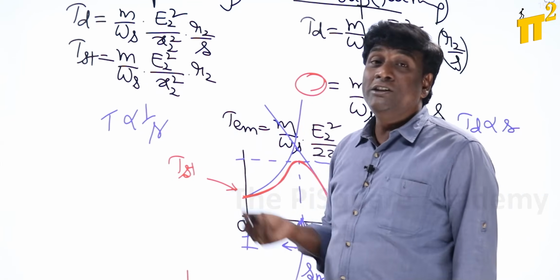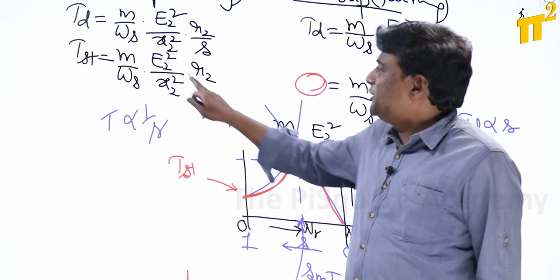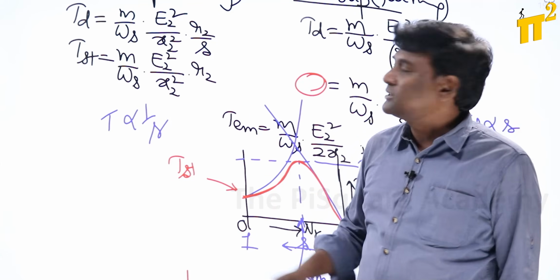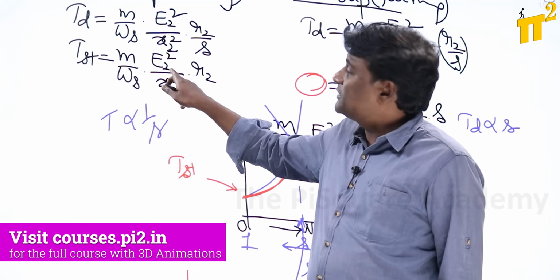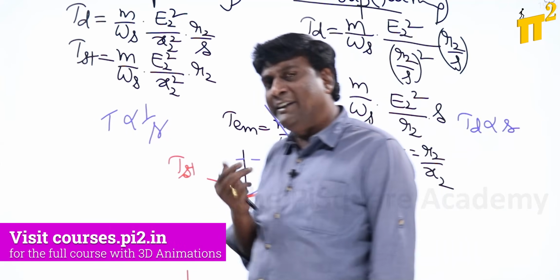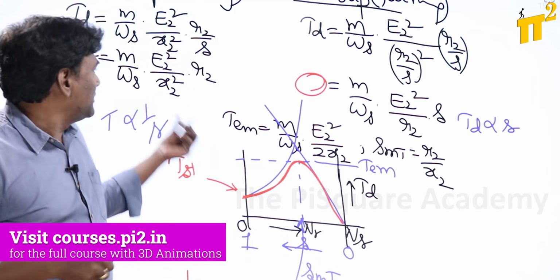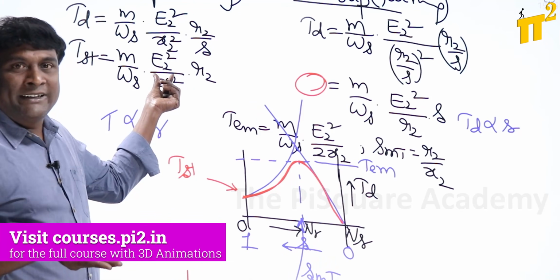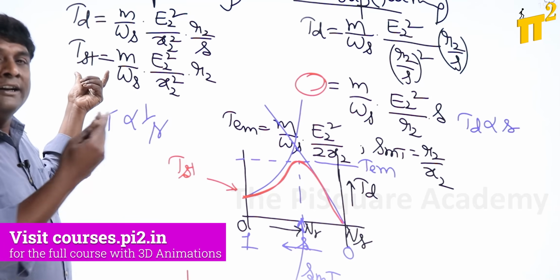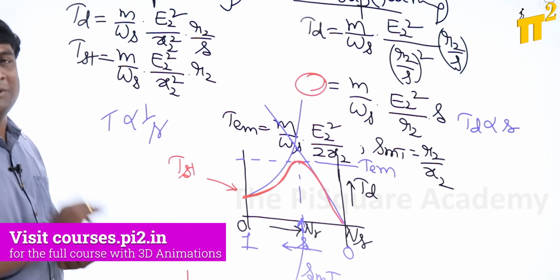Okay, E2 is reduced by 10%. When E2 is reduced by 10%, in the sense 90% of rated voltage when you supply, right? 90% of rated voltage when you supply, now starting torque will be reduced by 20% or 19%. Okay, because 0.9 squared will give you 0.81. So 81% of previous torque will be there, or 19% starting torque reduction will be there.